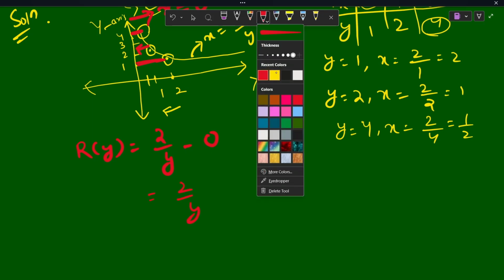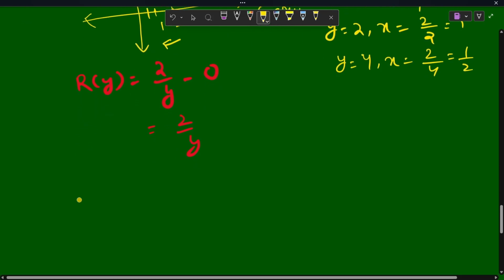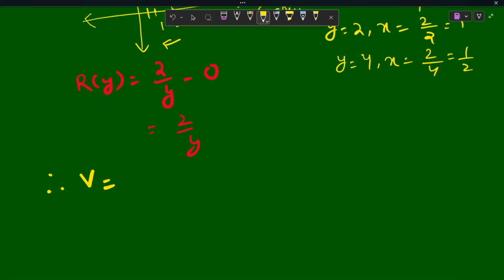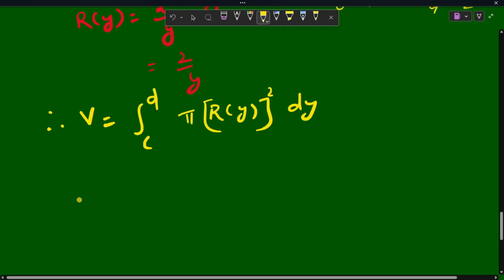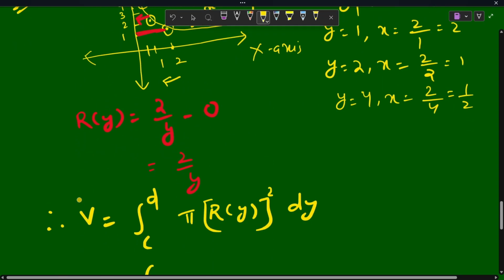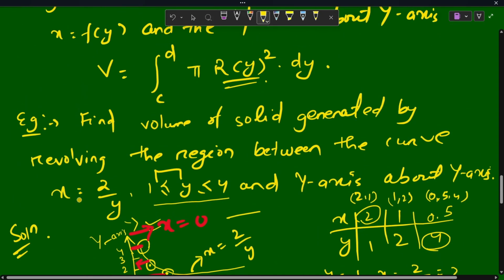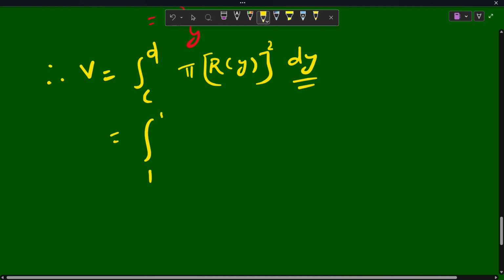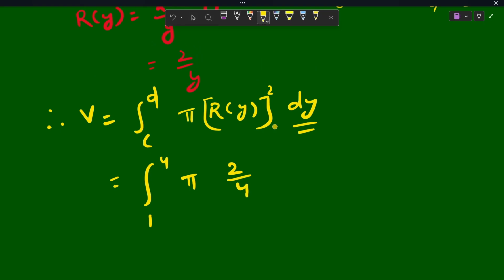Okay, so after you get the R of y, then there is no problem, you can easily find the volume. So what is the volume? It is from C to D, pi times R of y squared dy. Now what are the limits of C to D? C to D is the y limit, and the y limit is from 1 to 4. So I am taking 1 to 4. It is pi, then R of y, which is 2 by y, so it is 2 by y whole squared dy.